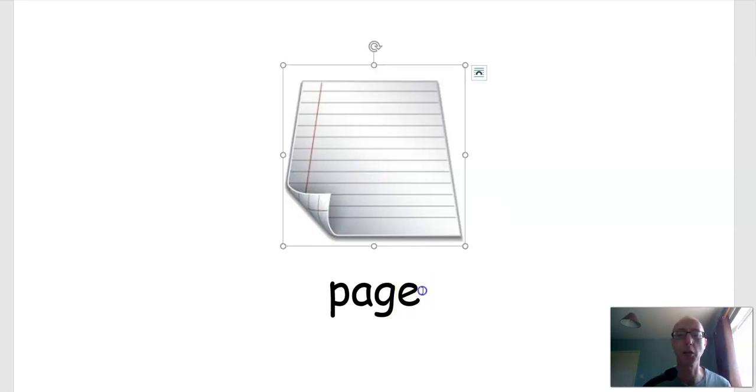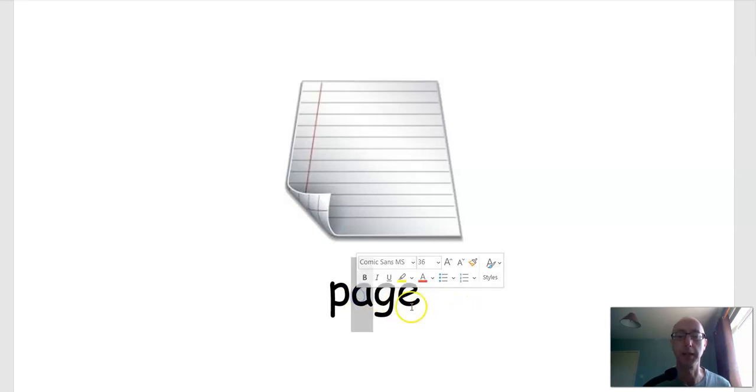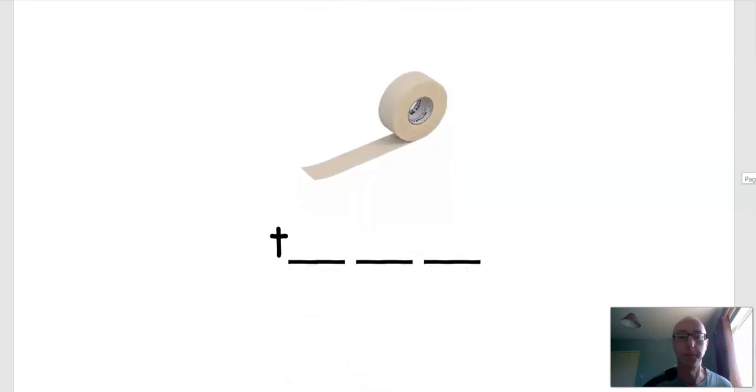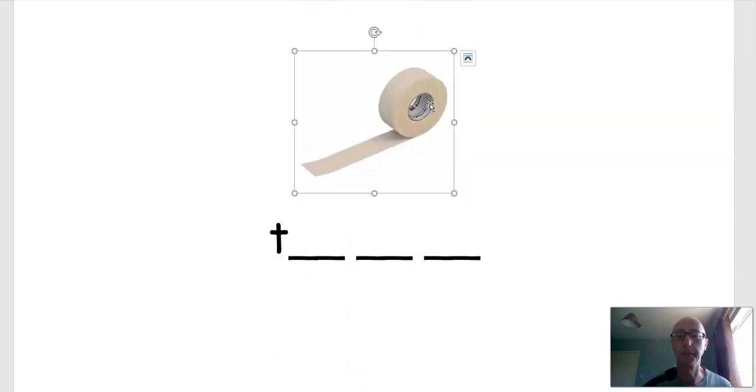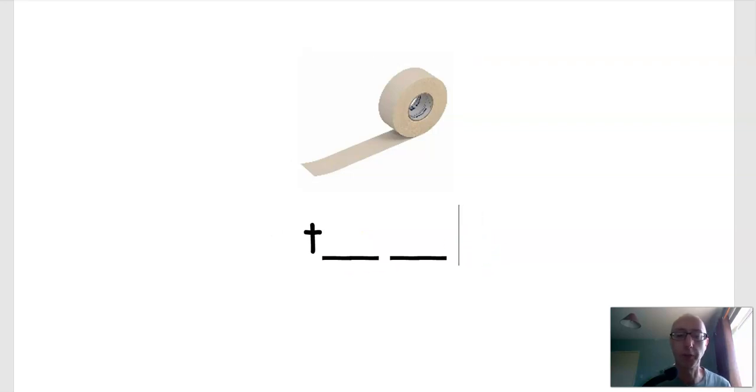So this is page. P-A-G-E. We know that the A has to sound like A. So this is page. Let's look at the next word. What's this in English? This is tape. How do you spell it? Well, we have 4 letters. First letter is T. Now all of these words finish with E. They end in E. So tape, but they all have an A as well. T-A-P-E. Tape.